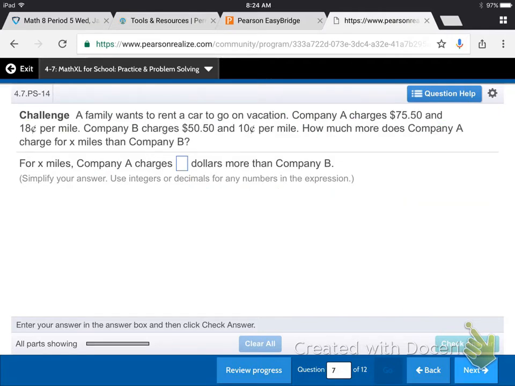One more word problem, or at least one more. Let's look at it. A family wants to rent a car. Company A charges $75.50 and 18 cents per mile. Company B charges $50.50 and 10 cents per mile. How much more, there's our keywords, how much more does Company A charge for m miles than Company B? So we're going to have two quantities. One quantity for Company A minus one quantity for Company B.